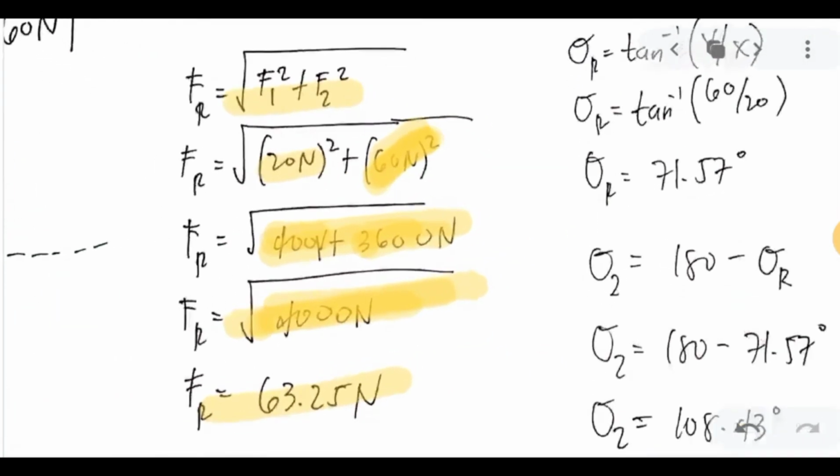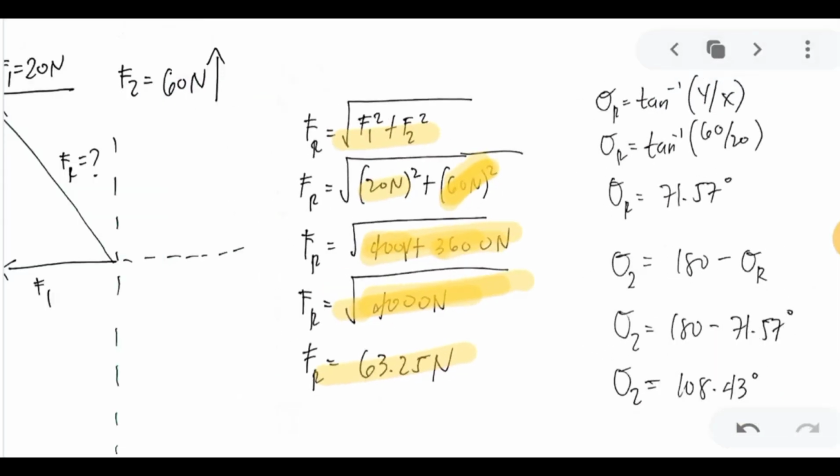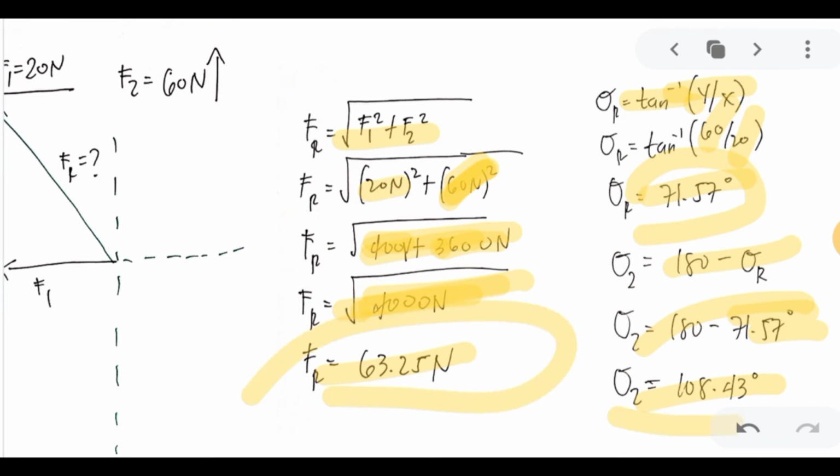Now, to find the direction that is in quadrant 2, first we have to find the reference angle by the inverse of tangent multiplied to the value of y over x. And then the value of your y is 60, the value of your x is 20, then inverse tangent, the value of that is 71.57. Since that is in quadrant 2, to find the direction that is 180 minus the reference angle, and the reference angle is 71.57 here, subtracting that is 108.43 degrees. So therefore, the resultant force is 63.25 Newton at the direction of 108.43 degrees.